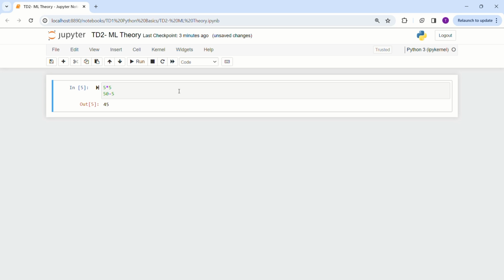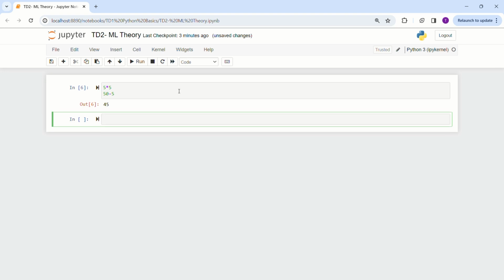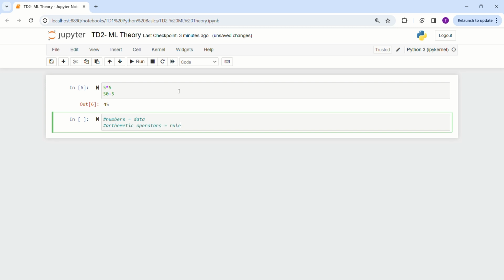So if we make a new cell, Shift Enter, we'll make a comment: numbers equal data, and arithmetic operators equals rules, and answer is equal to the output.